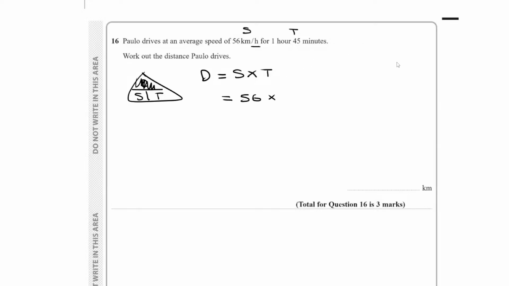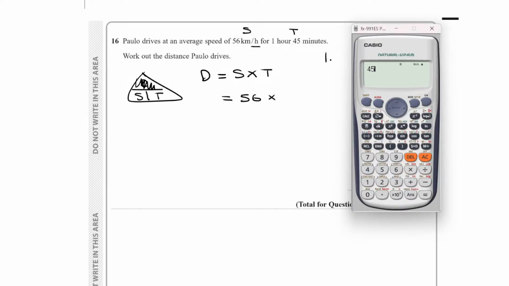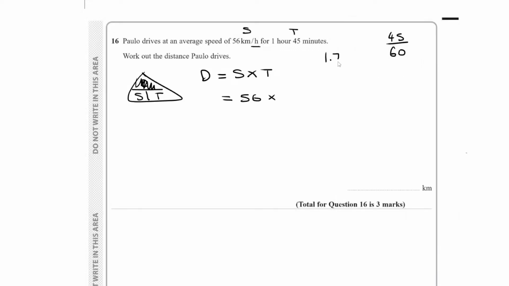So the way that we can change it into just hours is, obviously it's 1 hour, so it's going to be 1 point something, isn't it? And a decimal. The way that you can change any minutes into hours is just divide by 60, because there are 60 minutes in an hour. You might also know what that is anyway, maybe as a fraction. But I mean, we know 45 minutes is 3/4 of an hour, isn't it? Which as a decimal is 0.75. But there was also 1 hour as well, wasn't there? So do you see how that would give me 1.75? That's what I'm going to use. 1.75 hours. So times it by 1.75.